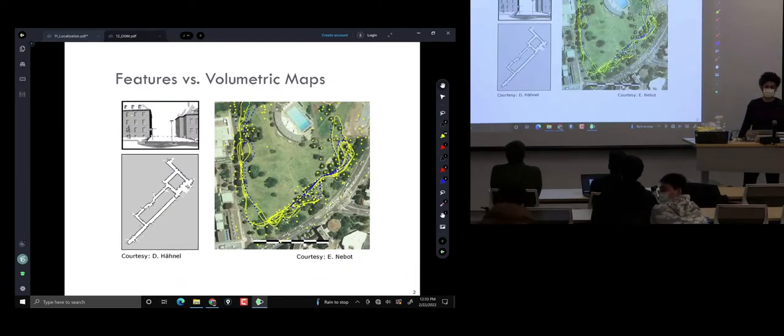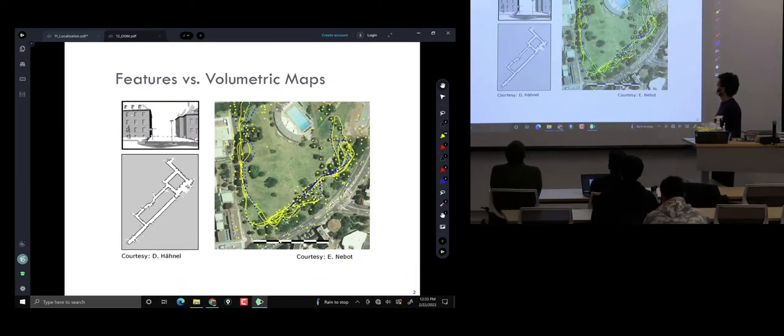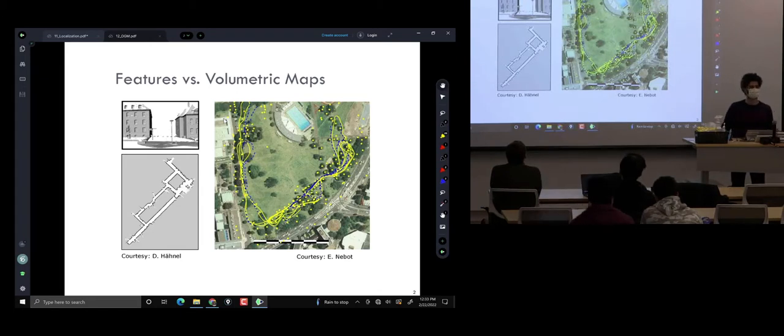The first thing we need to talk about is the idea of the map. How do you define a map? How do you represent a map? How do you visualize a map? There is no unique way to do that.